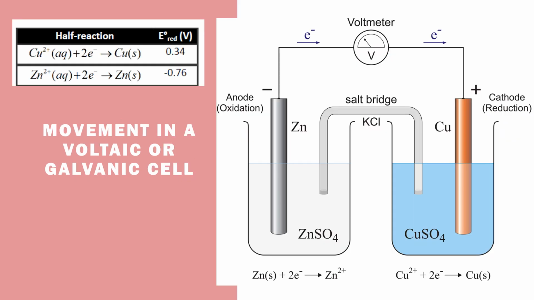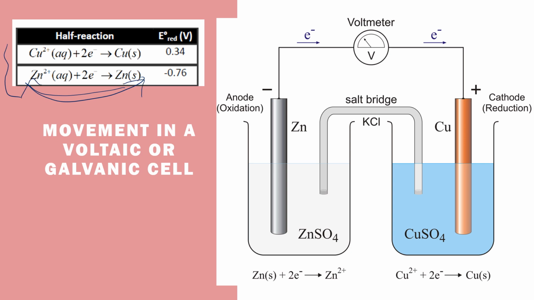Okay, so here's kind of an expanded diagram from the one we looked at before. We have our half reactions, and we know that the zinc is going to be flipped so that it's oxidized, and then we can find our overall reaction.